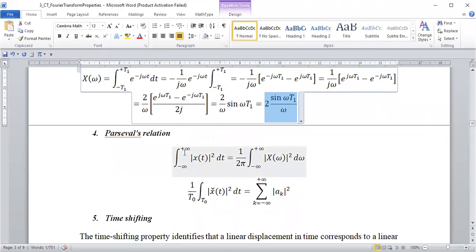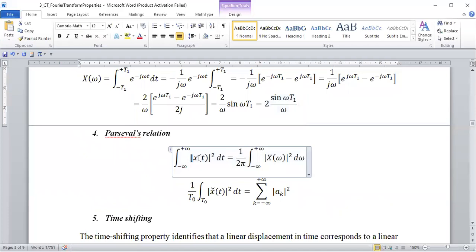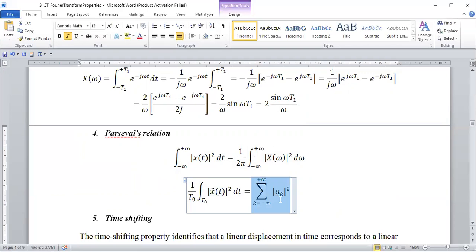Parseval's relation simply says that the energy in a signal in the time domain is equal to the energy of the Fourier transform scaled by a factor of 1 divided by 2 pi. So this is for the non-periodic case. Then for the periodic case, where you have x tau of t, the energy is given by the summation of the squared Fourier series coefficients.